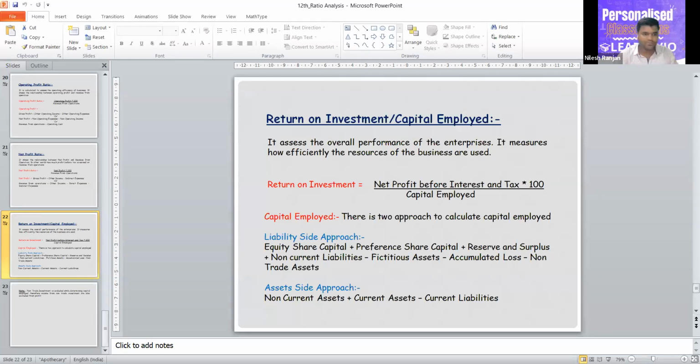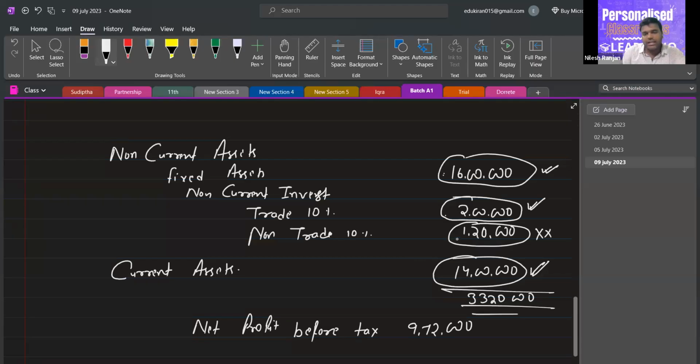Is there anything else we have to do with this non-current investment? No, sir. Okay. Actually, one more thing we have to do is remove the non-trade investment income. Income means if we have invested this 1,20,000 in the market, then we will get this 10% from that investment. That is not our business income. So we have to exclude that amount from our profit.